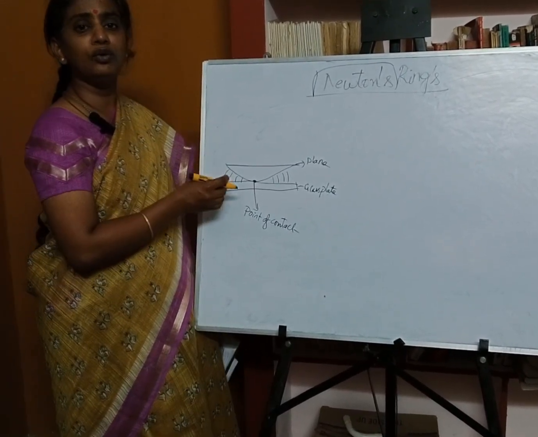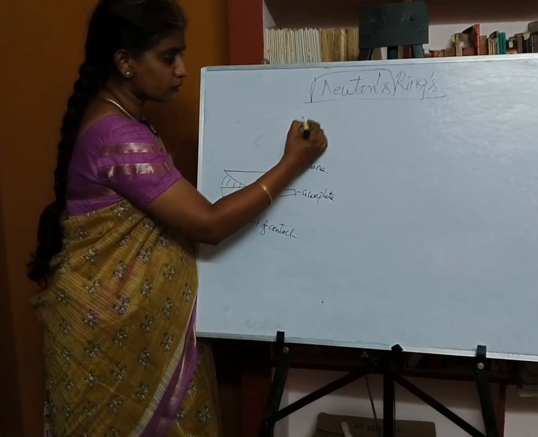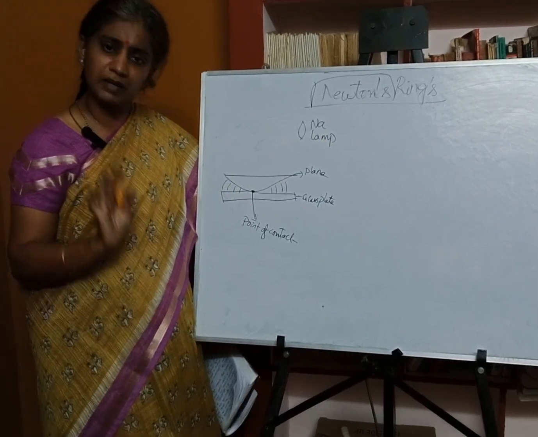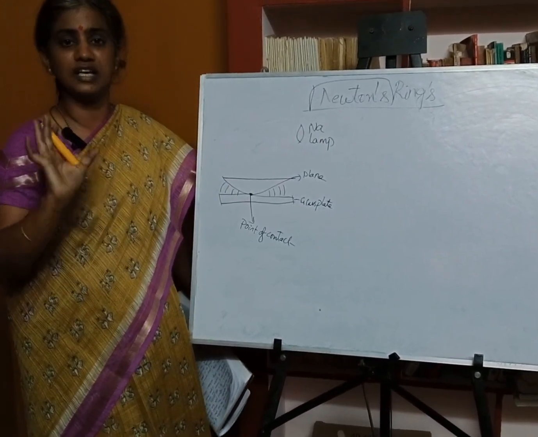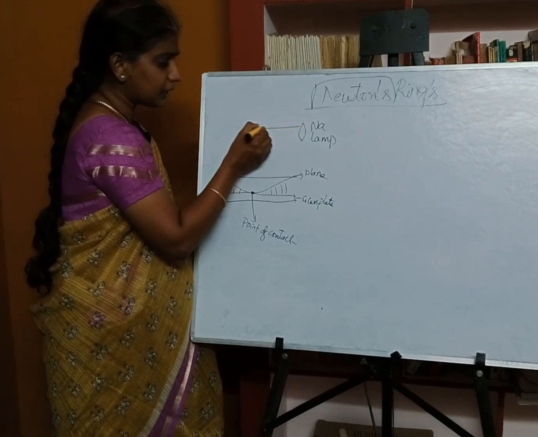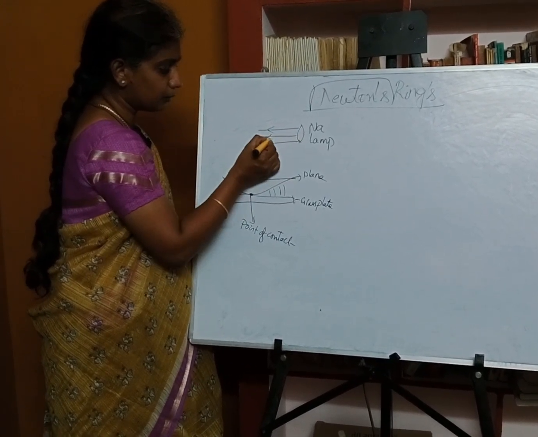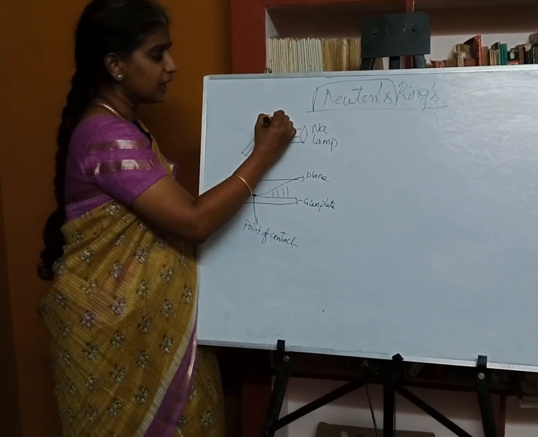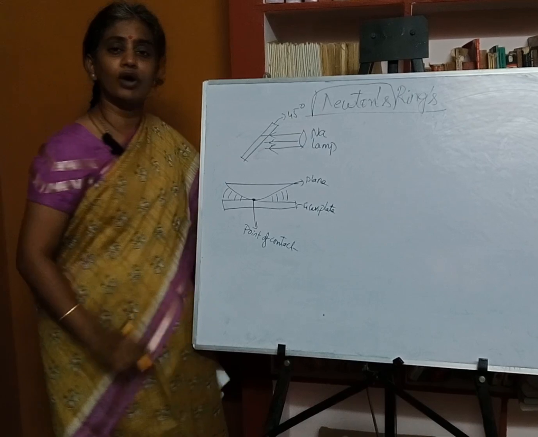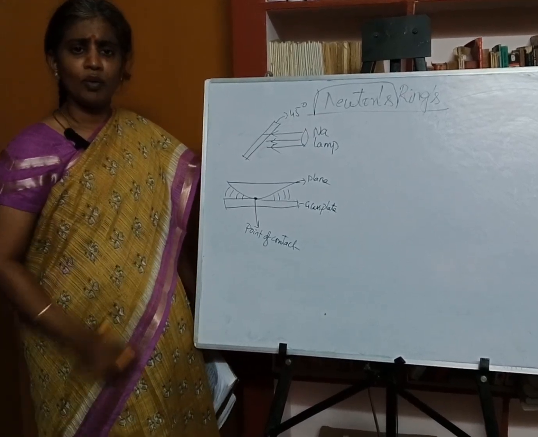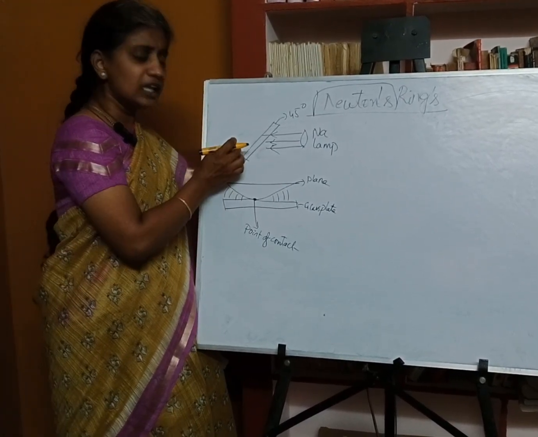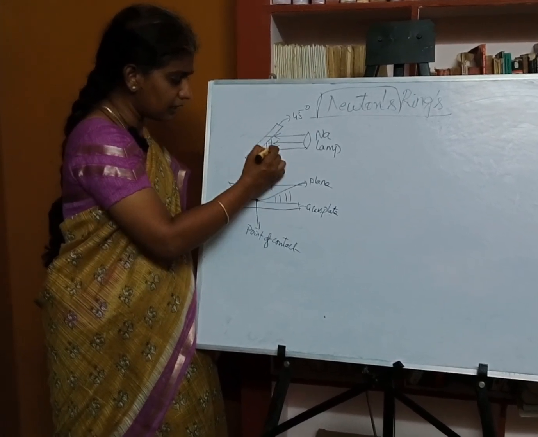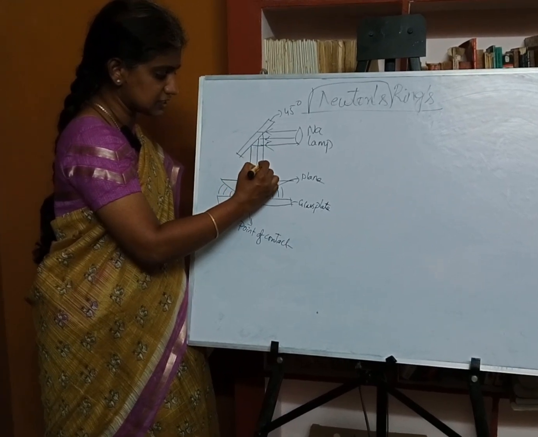Okay. So we allow light to fall on this. I have some source of light, say a sodium vapor lamp or something which is monochromatic. Monochromatic means a single color of light or single wavelength of light. The monochromatic light produces a parallel beam of light. This is allowed to fall on a glass plate that is inclined at an angle of 45 degrees with the normal. The purpose of this glass plate is to allow these light rays to fall normally onto this plano convex lens.